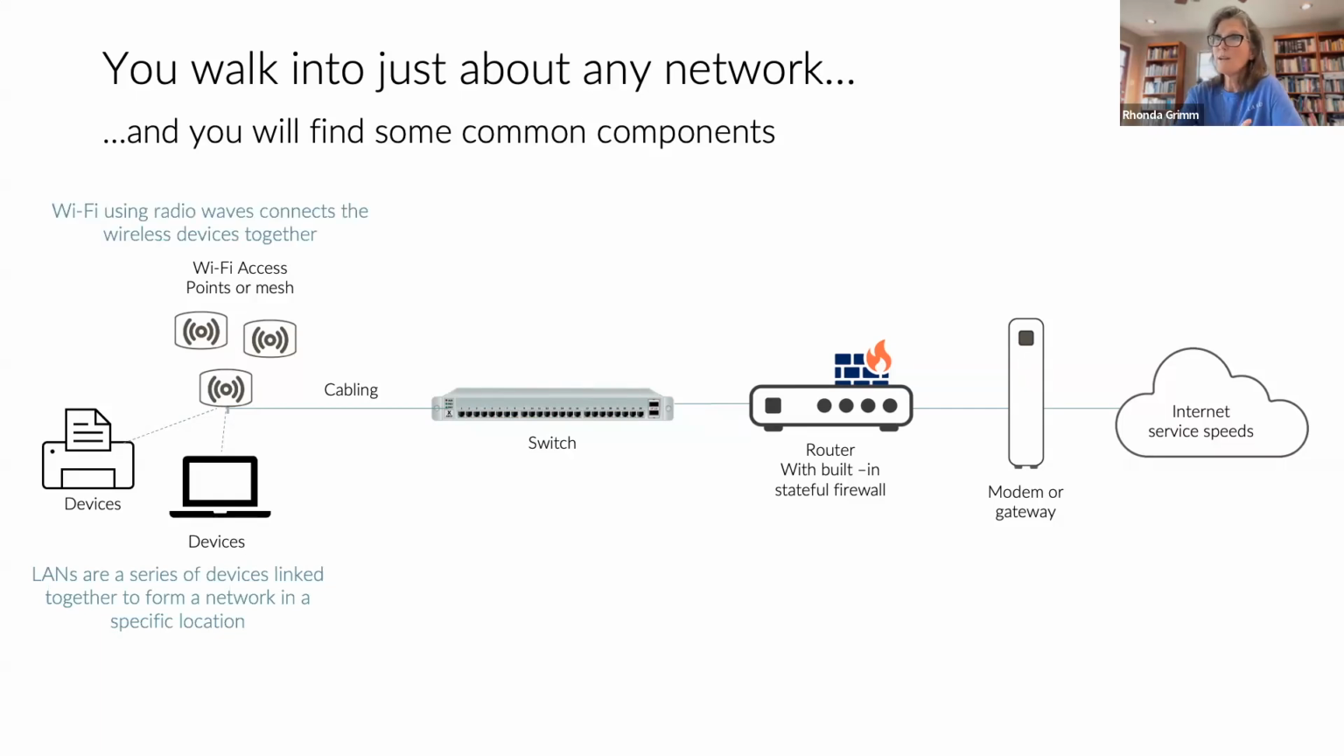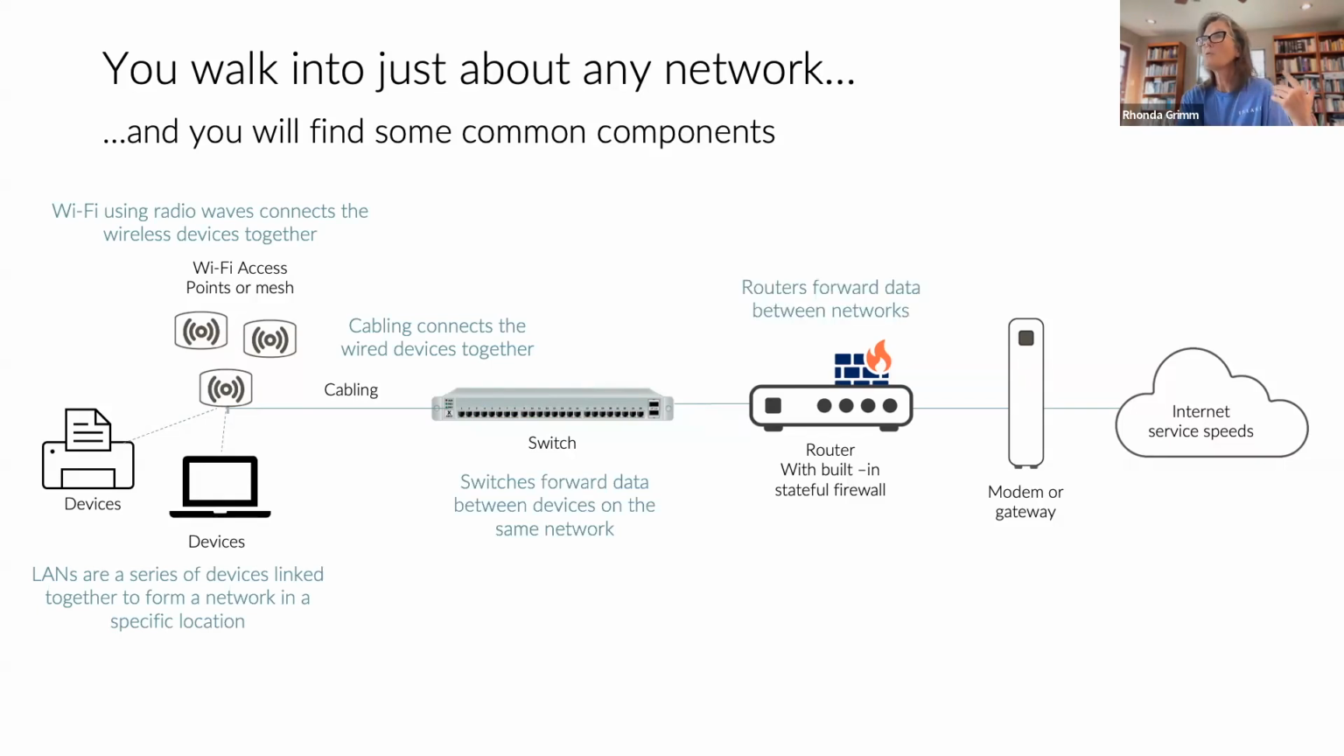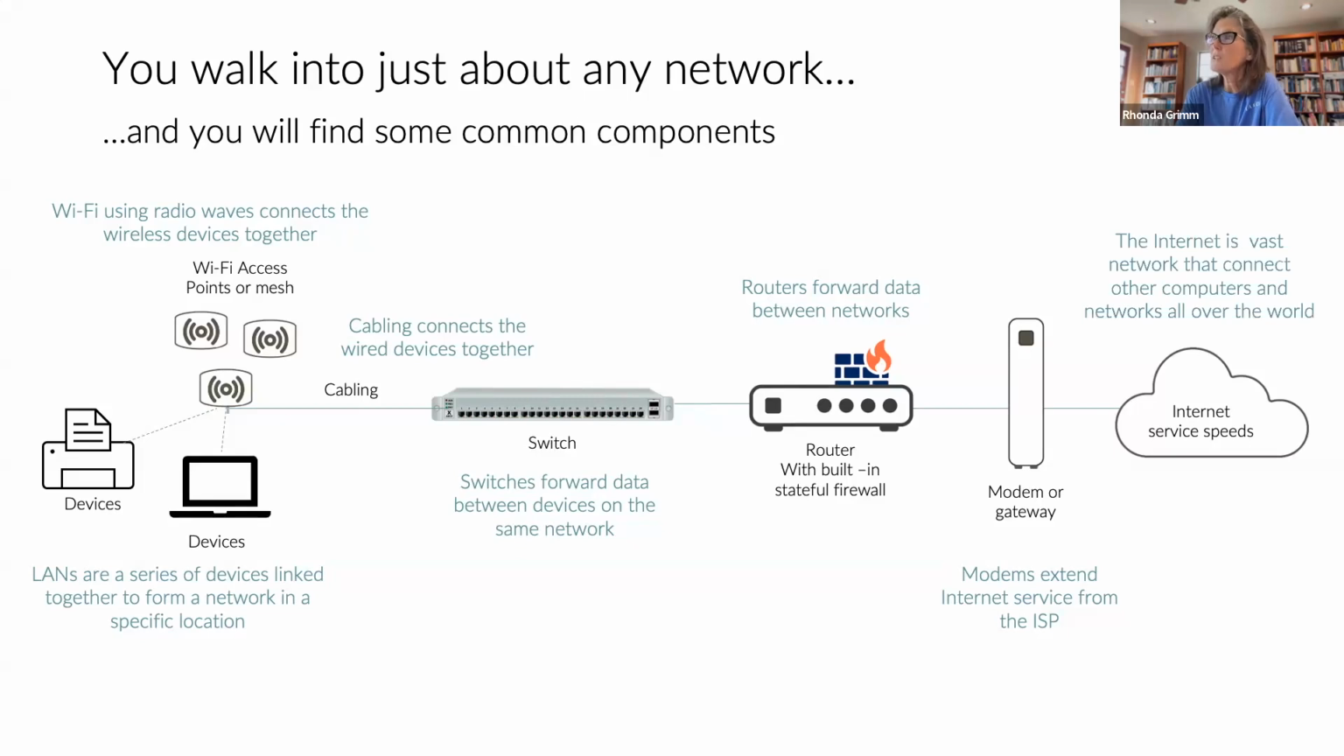Wi-Fi uses radio waves to connect all the wireless devices together. Cabling connects the wired stuff to the switch. The switch forwards data between the devices on the same network. Routers forward data between networks, including the internet. Your ISP gives you a modem and internet service. And then, of course, the internet is this humongous network that connects other computers and networks all over the world.